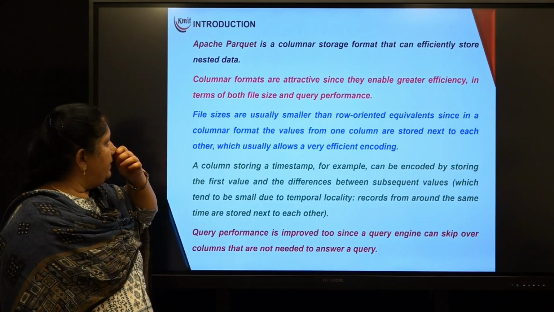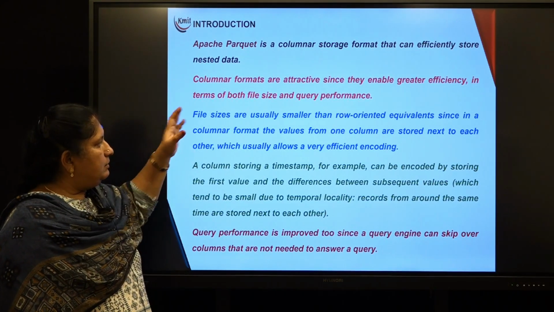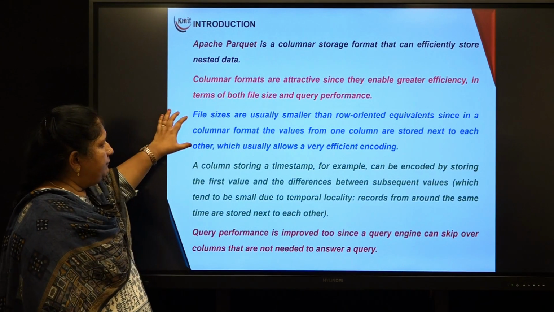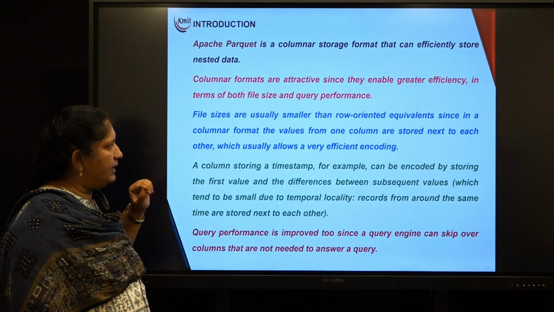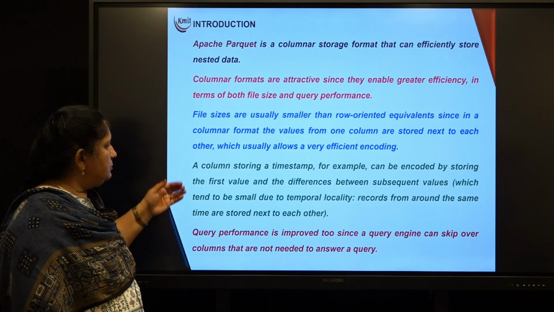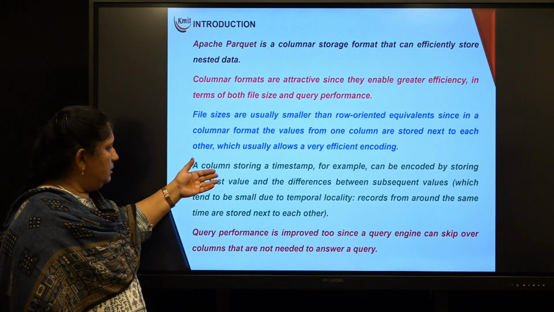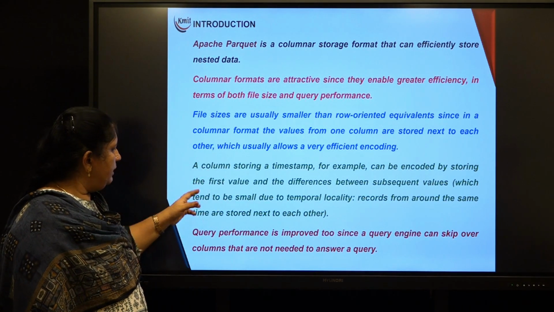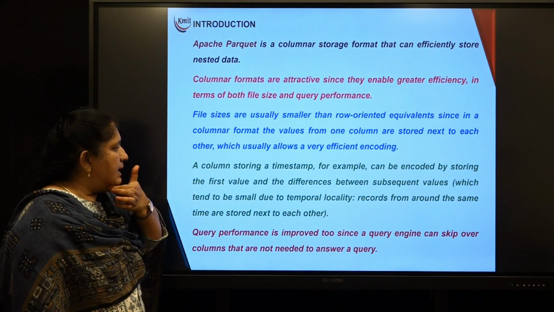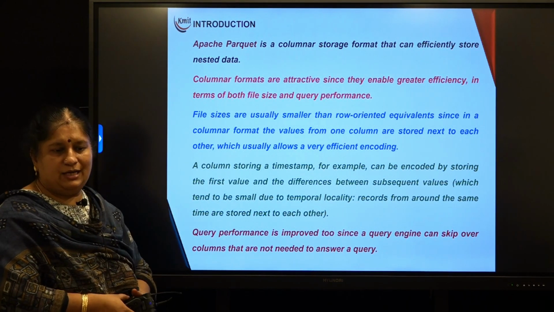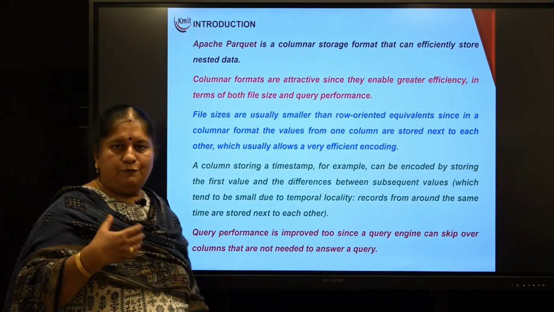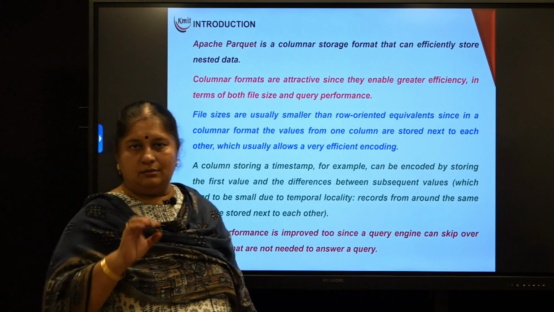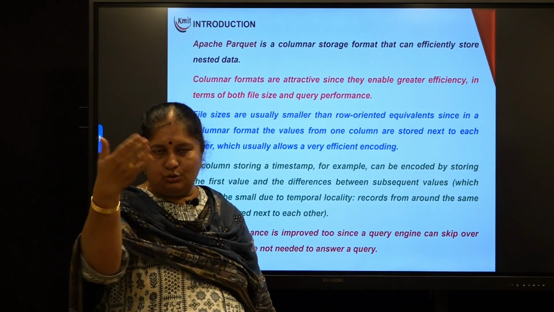Columnar formats are attractive and they go for greater efficiency, and file sizes are usually smaller than row oriented equivalents. So I will show you the example. A timestamp, for example, can be encoded by storing the first value and the differences between the subsequent values. This is one of the best examples to tell you how it is trying to save space when it is storing the data.